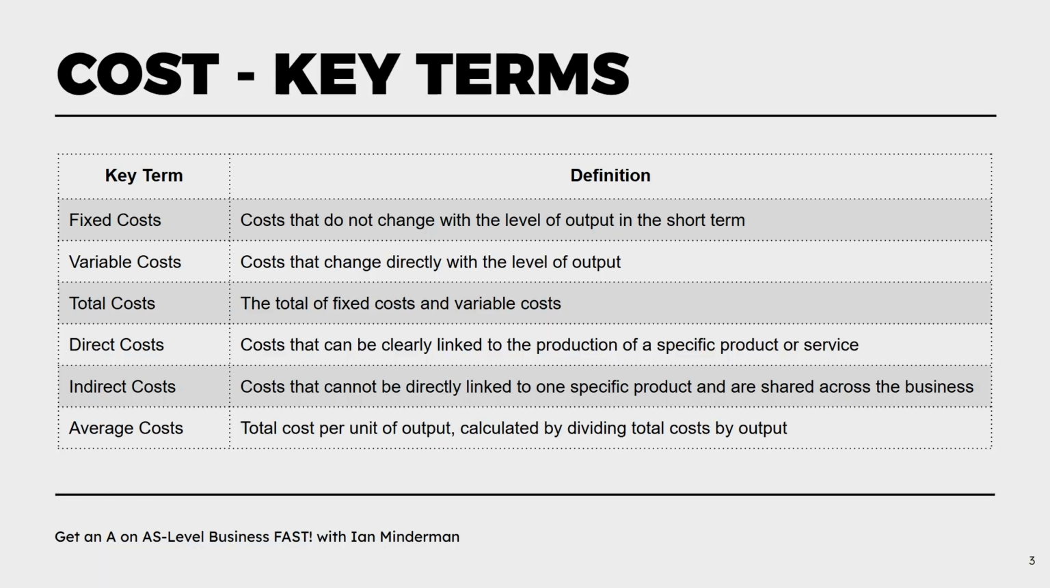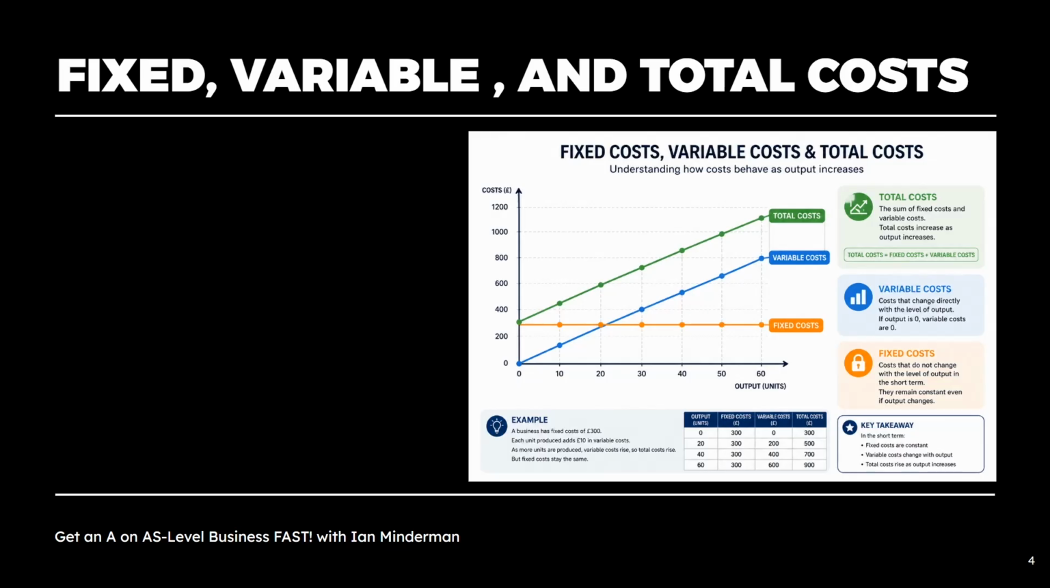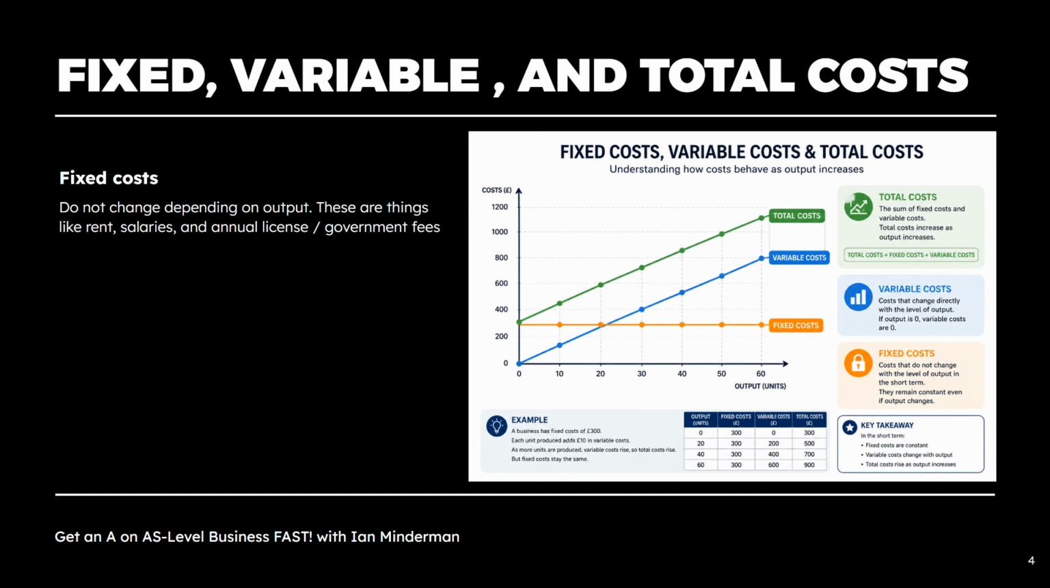We got the key terms: fixed cost, variable cost, total cost, direct cost, indirect cost, average cost. We got cost on cost on costs. That's okay. I'm going to make it simple for you. Let's go ahead and move forward. First, we have fixed, variable, and total costs.